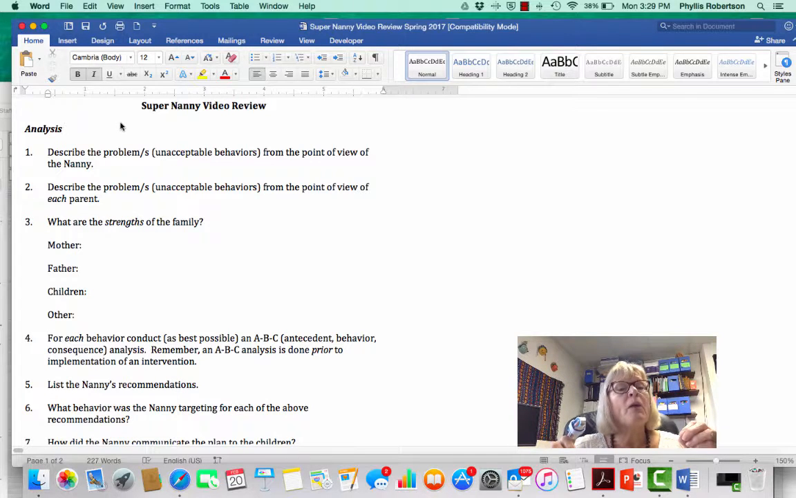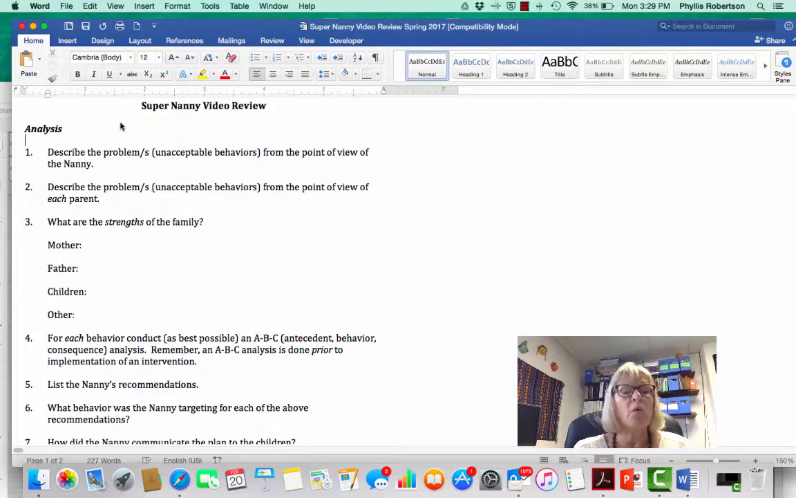Also, I want you to think about, what are the strengths of the family? What strengths does the mom bring? What strengths does the father bring? What strengths do the children bring? If there are other significant individuals that participate in that family, certainly you can also comment on their strengths. Because remember, in addition to identifying sources of difficulty, we also want to identify areas of strength, because that's what we build upon in order to produce an effective intervention.